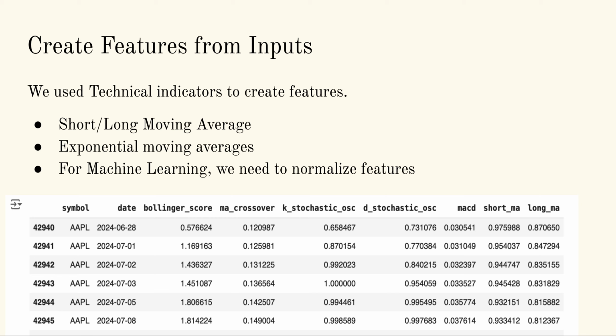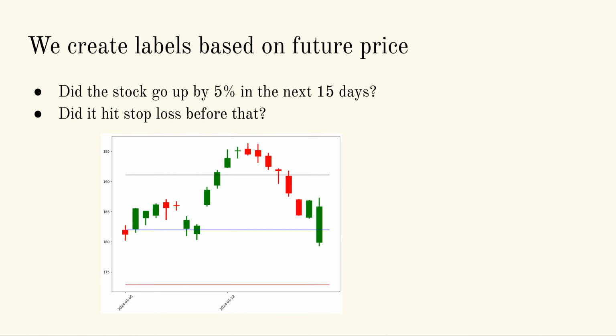So we ended up with a data frame like this, where we have the symbol and the date, and for a given day and stock symbol, we ended up with a number of features based on commonly used technical indicators. So that is where we were last time. And this time we make further progress from that.